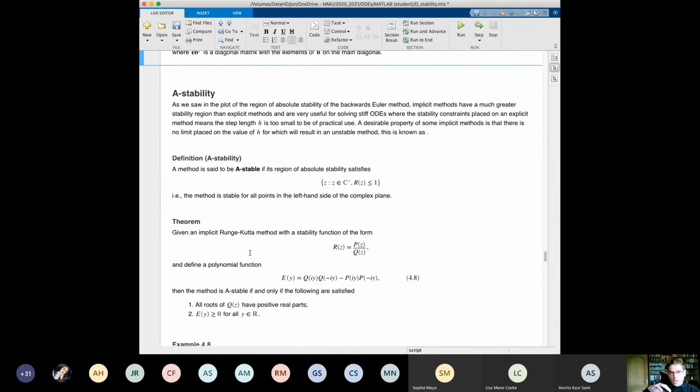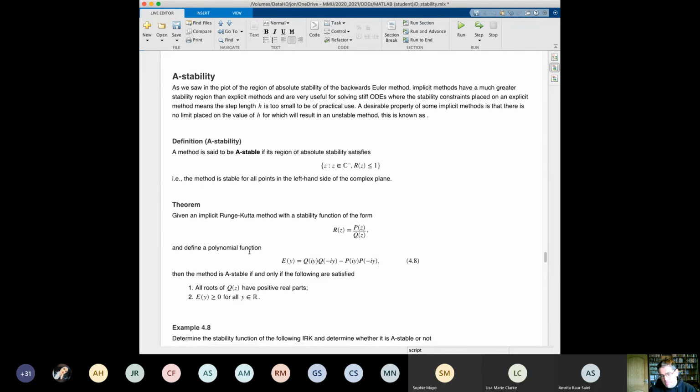And we've spoken about how implicit methods have a much greater interval of absolute stability than explicit methods. Some implicit methods have another property, they can be referred to as A-stable. A-stable methods are really useful because there's no limit on the value of h for which the method is stable. So it's useful to know whether you have an implicit method which is A-stable.